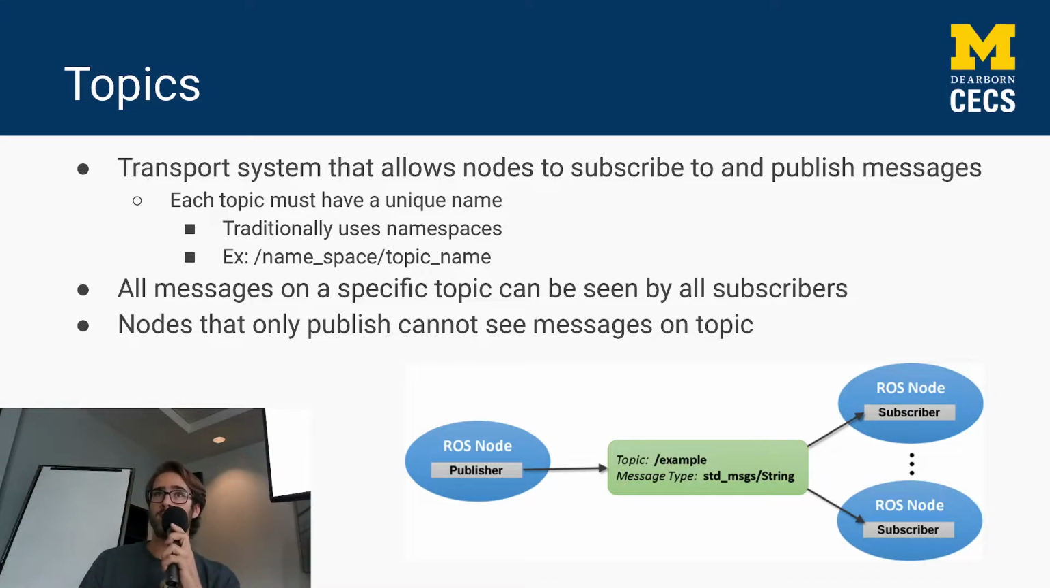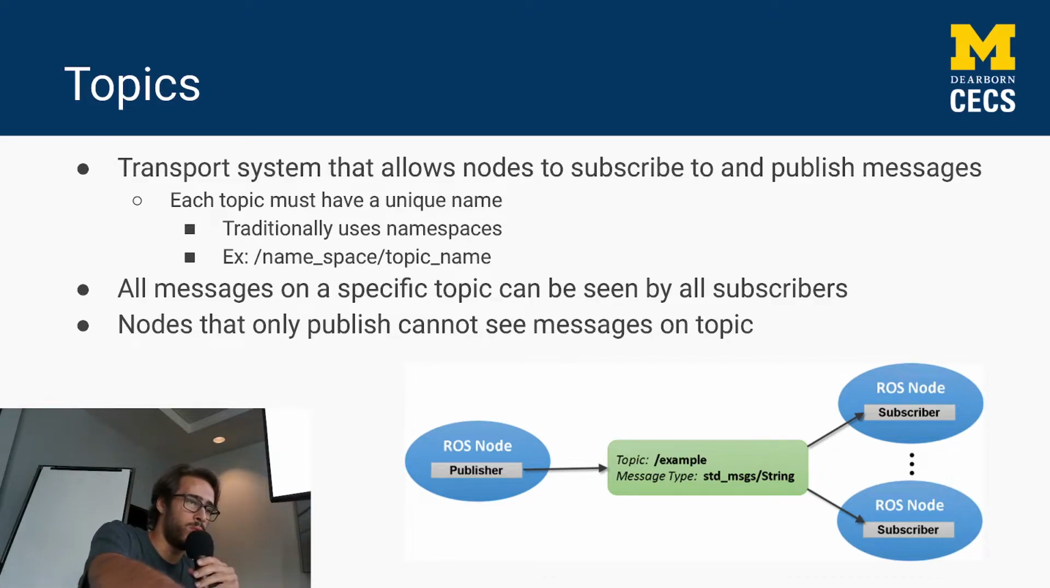As I mentioned, all messages that are published out on a specific topic can be seen by all subscribers to that topic, but if you only publish a message on a topic, you won't actually see any of the other messages on that topic. If you wanted a node to both publish and subscribe to a topic, you can do that, but just note that if you're only publishing, you're not gonna get any data from the topic itself because you're only pushing out. This transport system traditionally allows for one-to-many or many-to-many, so it's just way easier.